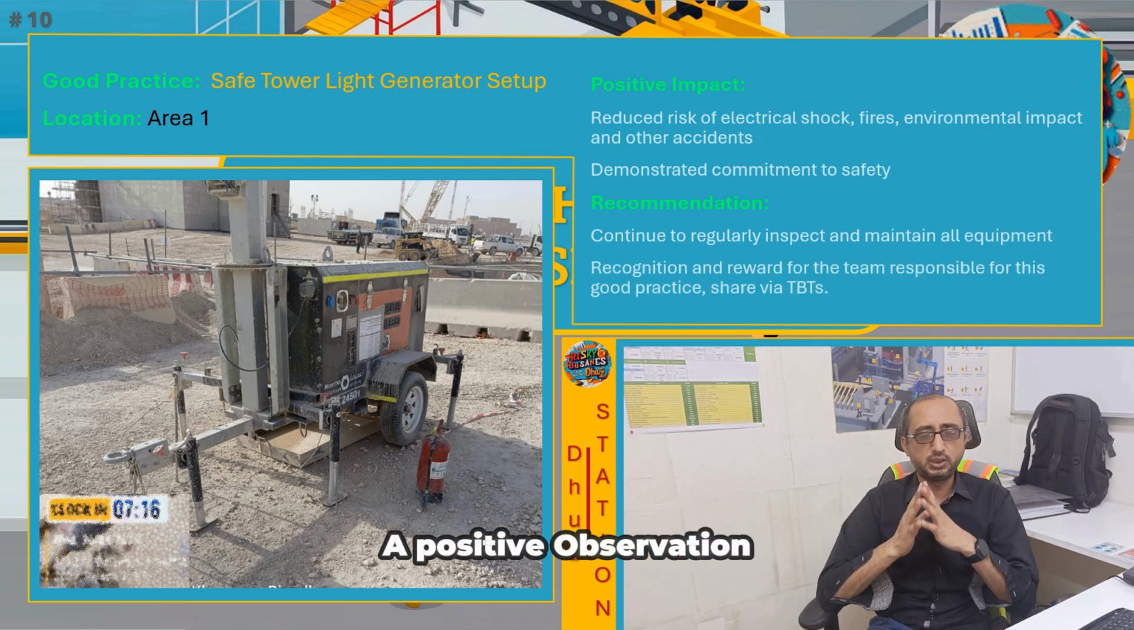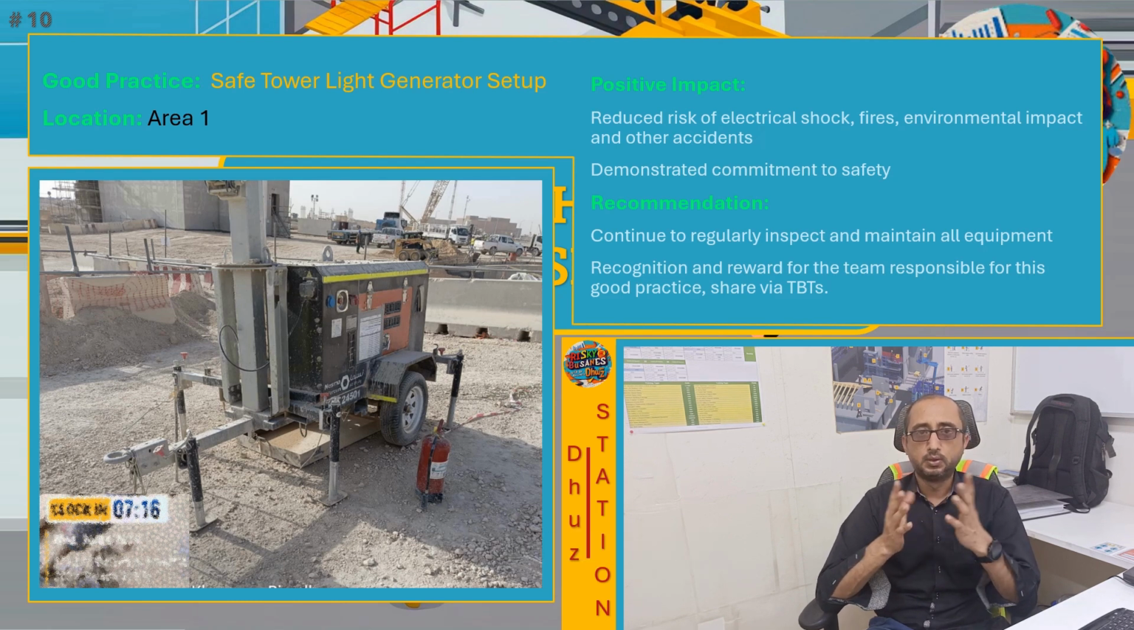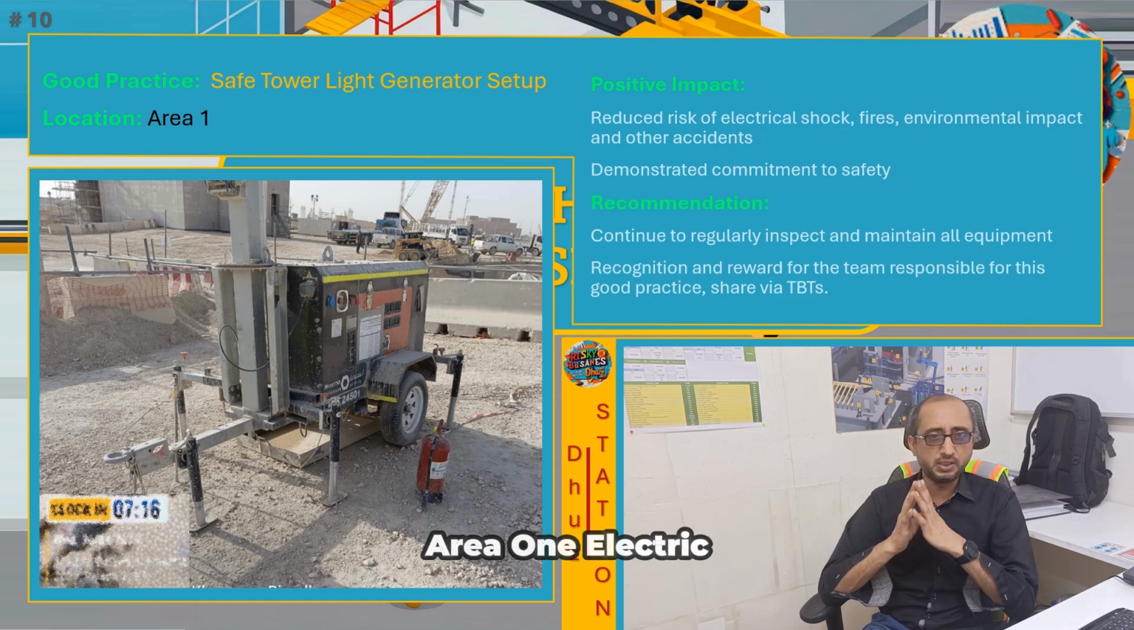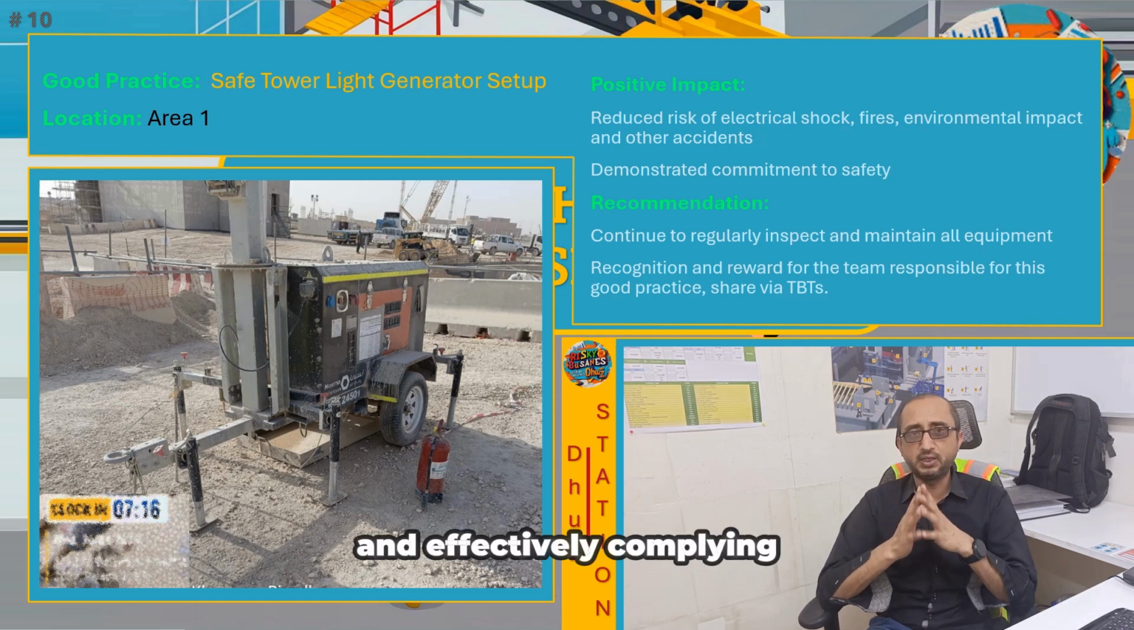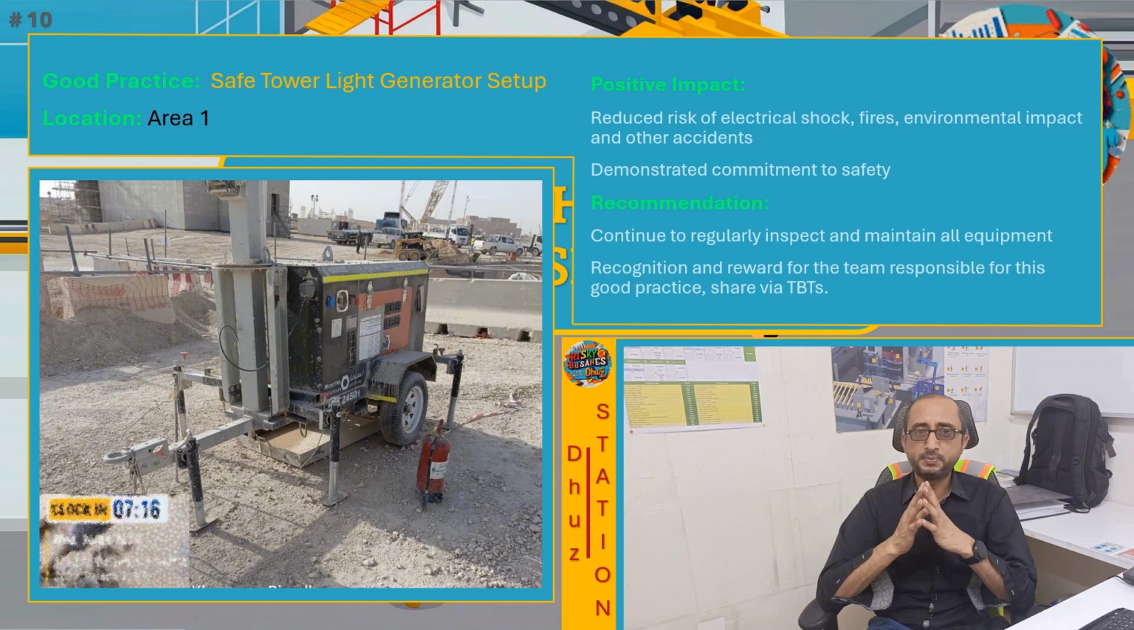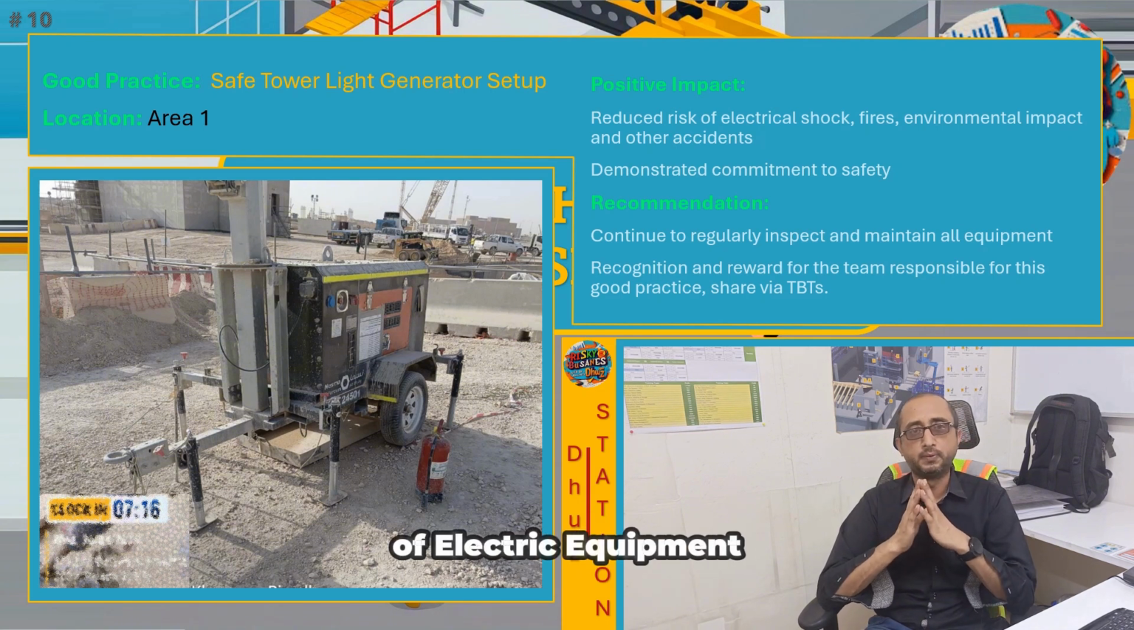This observation is a positive observation, a good practice labeled as a safe tower light setup. Our safety team noticed that our Area 1 electric team is consistently and effectively complying with the safety standards, especially in regard to the setup of electric equipment.